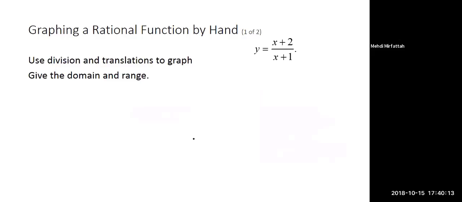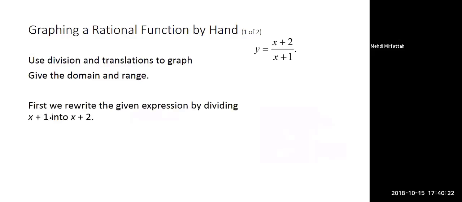Use division and translation to graph y is equal to (x plus 2) over (x plus 1). First, we rewrite this expression by dividing x plus 1 into x plus 2. I know how to use long division to divide. So if I divide x plus 1 into x plus 2, as you can see, the quotient would be equal to 1, and the remainder would be equal to 1. So this is 1 plus 1 over x plus 1, remainder over the divisor. So this would be equal to 1 plus 1 over x plus 1.